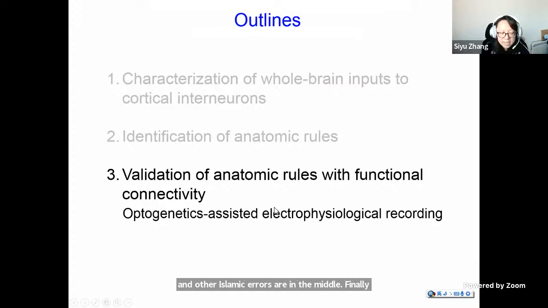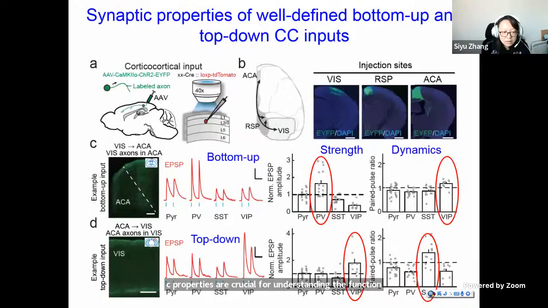And finally, we validate the anatomical rules with functional connectivity. We use optogenetics-assisted electrophysiological recording to investigate the synaptic strengths and dynamics of major CC and TC inputs revealed by RV tracing. These synaptic properties are crucial for understanding the function of a specific input. So we focused on comparing the synaptic properties of different types of interneurons in layer 2-3 because VIP neurons are mainly distributed in layer 2-3 across different cortical areas.